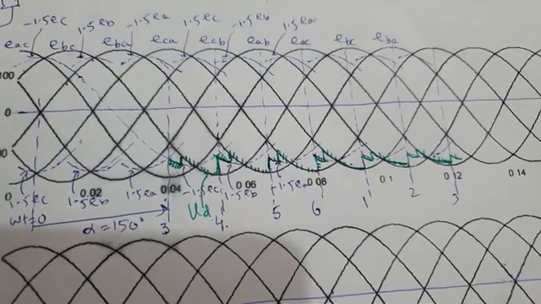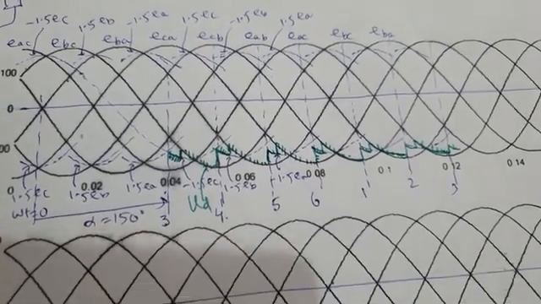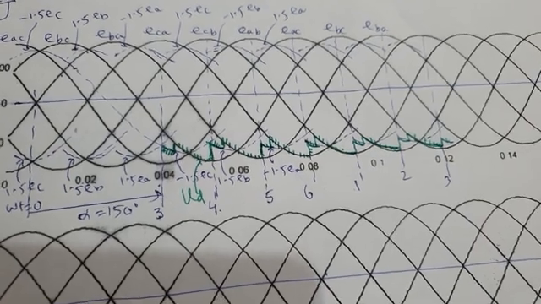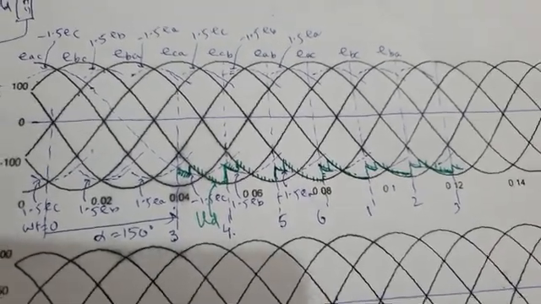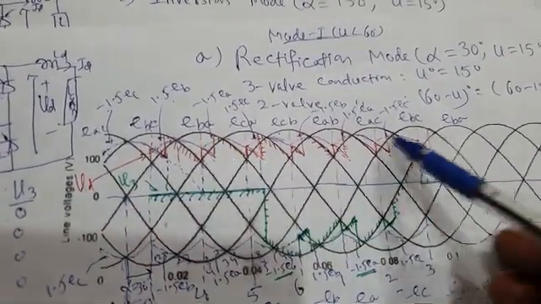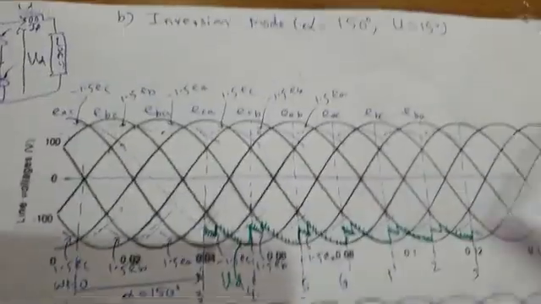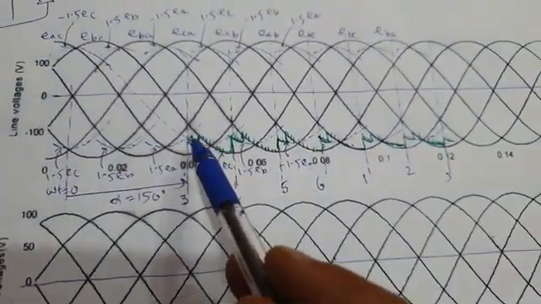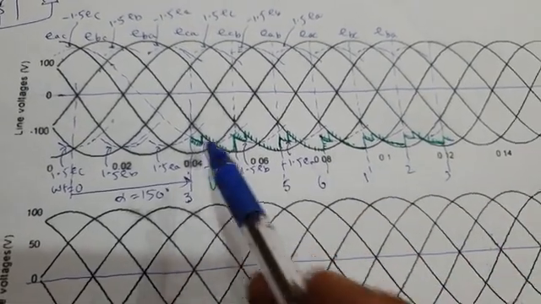This is the load voltage waveform. Now for inversion mode of operation, we already know our load voltage should be negative. For rectification mode, you have already seen your load voltage is positive. See, it is positive. Average load voltage is also positive. For inversion mode, for alpha equal to 150 degrees, load voltage has to be negative. So it is negative. Its average voltage is also negative.